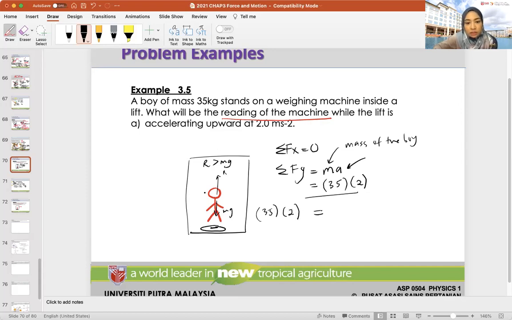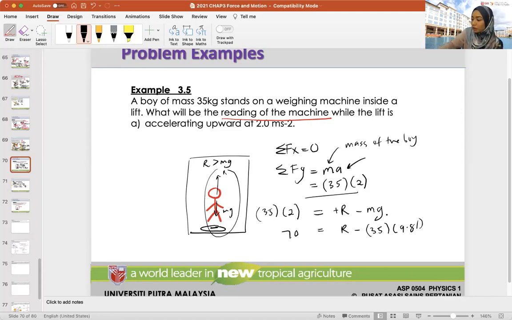So what is in my equation? I have R and mg. So R is positive, mg is minus. So I don't know what R is, but I'm supposed to know what mg is. So that is 35 times 9.81, and this would be 70. So 70 plus 35 times 9.81, you would have a reaction force of 413. Hopefully I'm correct.